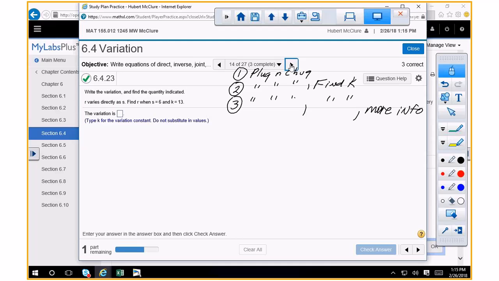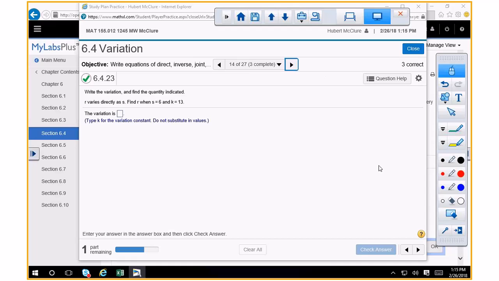Okay, there we go. Here is an easy type of problem. Write the variation and find the quantity indicated. This is plug and chug. First thing you do, find out which one it is. Which one is it?